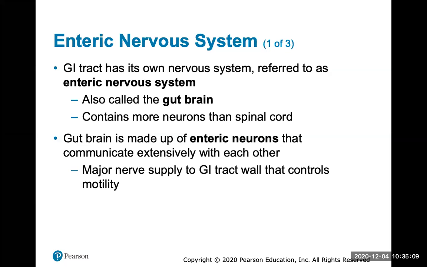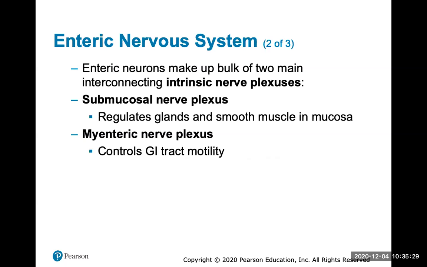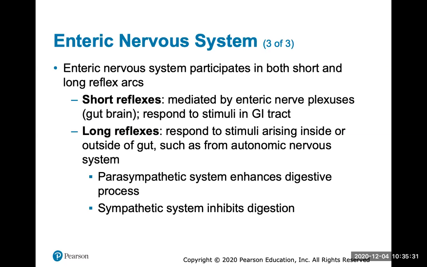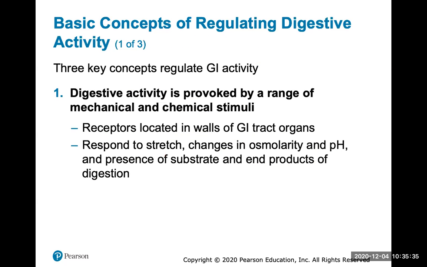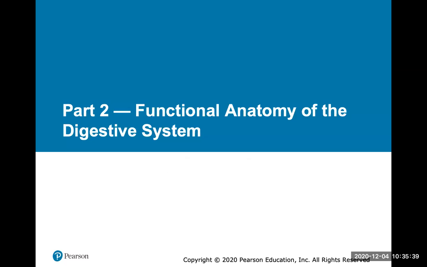Control of the digestive system. I'm actually going to skip this part. It has to do with the nervous system. It's referred to as the enteric nervous system. So the GI tract has its own specific nervous system, also known as the gut brain. And it contains more neurons than the spinal cord. Outside of that, I won't ask you anything else about the enteric nervous system. It's just the GI tract nervous system. Still controlled by the brain, but we're going to skip over a little bit of that.